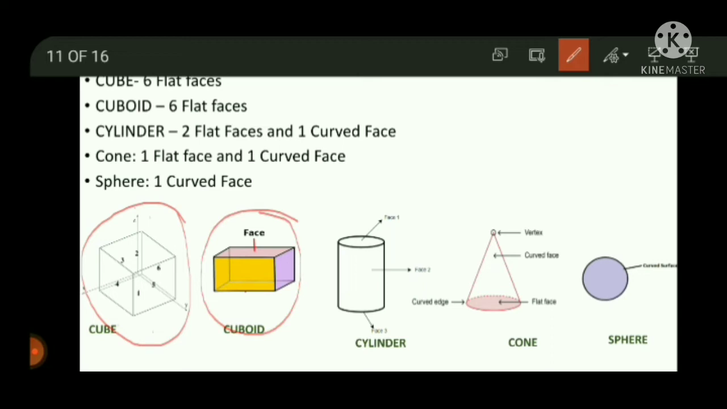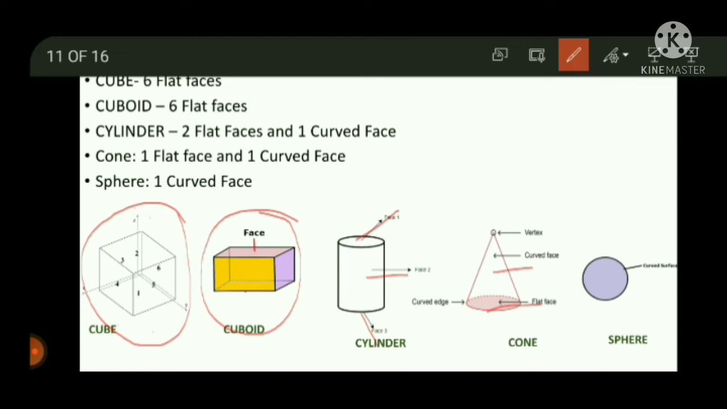In a cylinder, there are 3 faces. 2 are flat, the top and the bottom, and the middle portion is the curved face. And in a cone, you have 1 flat face and 1 curved face. The down portion is the flat face and this portion is the curved face. And in a sphere, the whole thing is a curved face. There is no flat face at all.